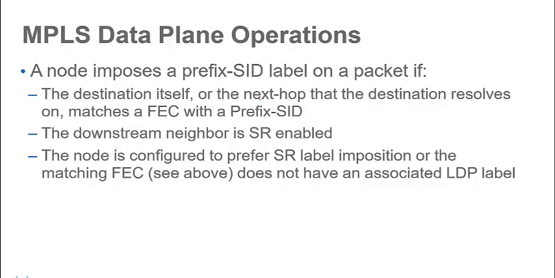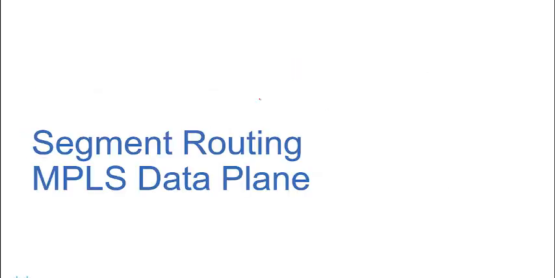These points, I think, if you read now, you will understand. The node imposes the prefix SID label on the packet if the destination is matching the prefix SID and all the downstream neighbors are running SR. And if you have MPLS LDP, it will use MPLS LDP, but if it doesn't exist, then it will use SR. All right? Okay.